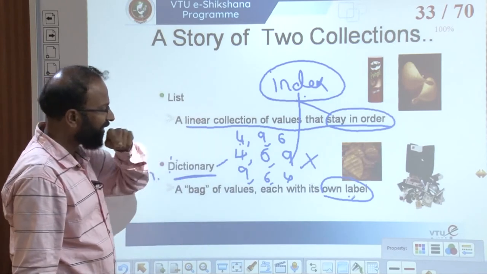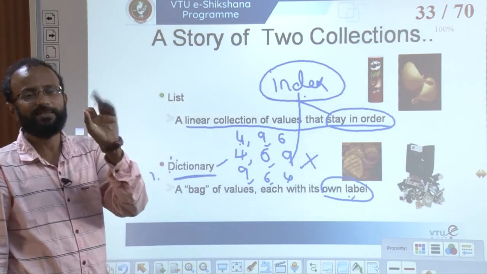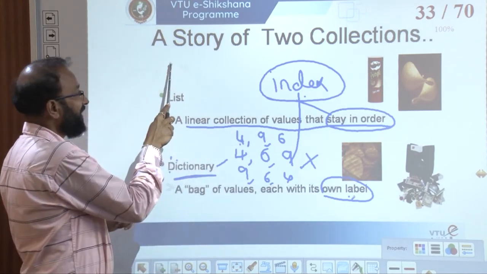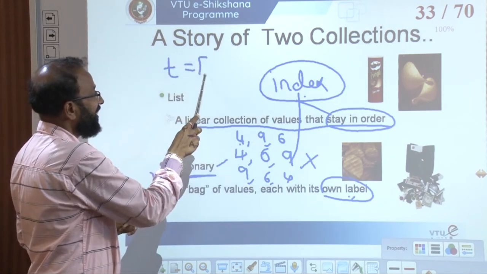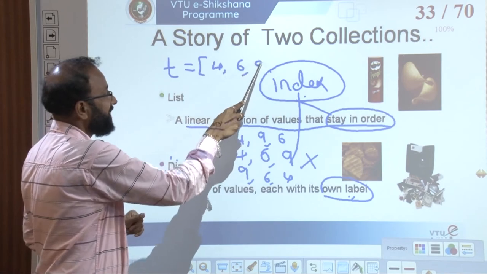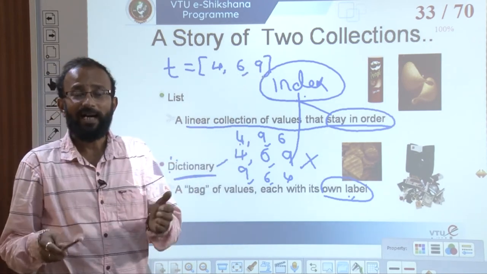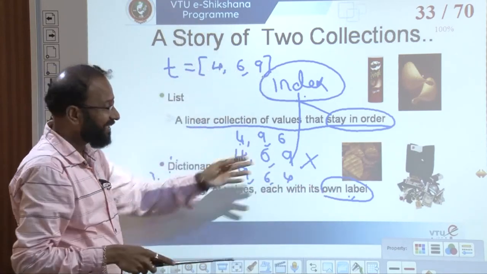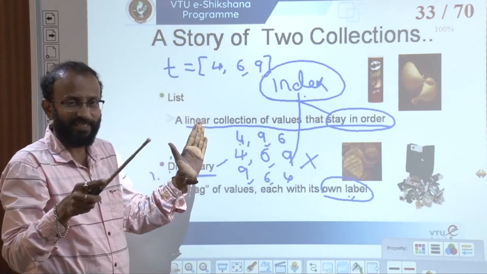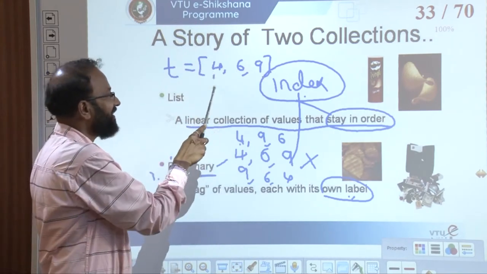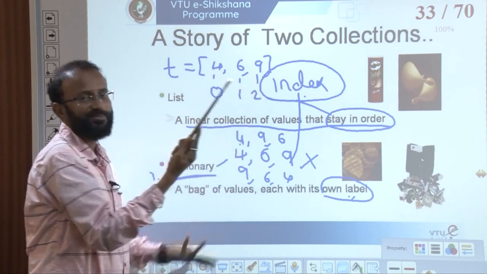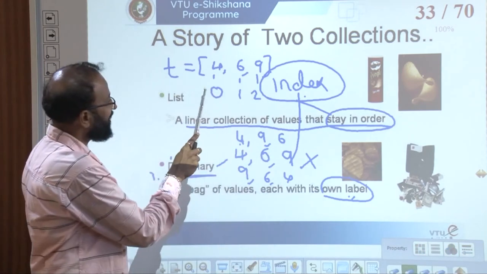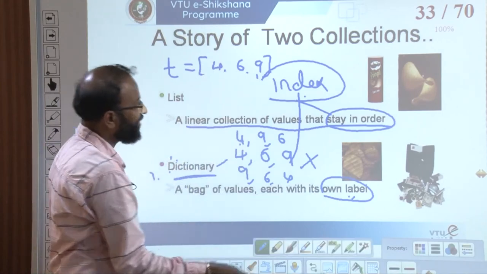Now, are we attaching a value to a label in terms of list? Definitely yes. It is something like implicit, explicit. Look into it. My list name is T with values 4, 6, 9. Now, are we attaching a value with a label? These are our values. What are the labels? Here we are not attaching anything in list, but by default it takes index 0, index 1, index 2. But when it comes to dictionary, we do not have the concept of indexing.